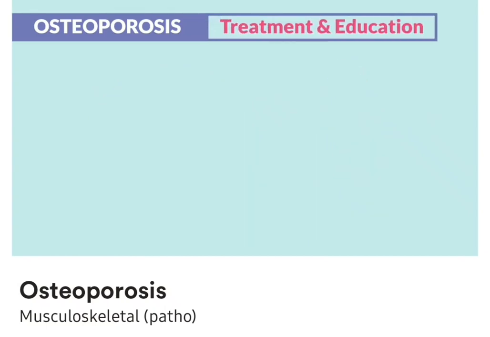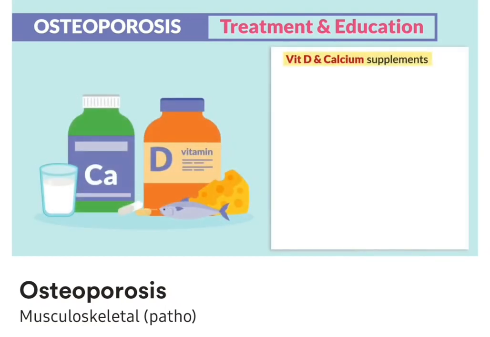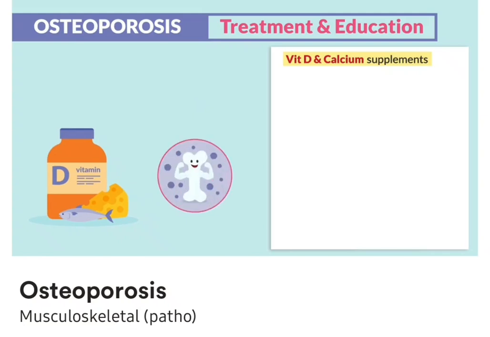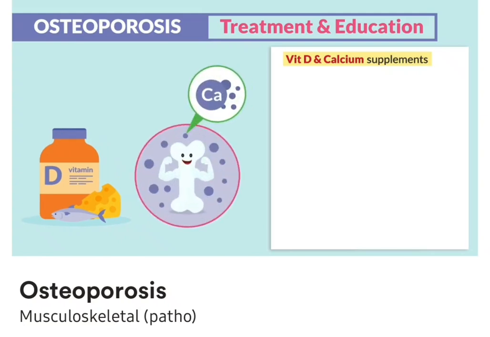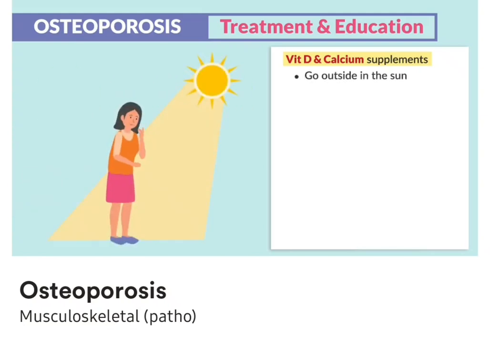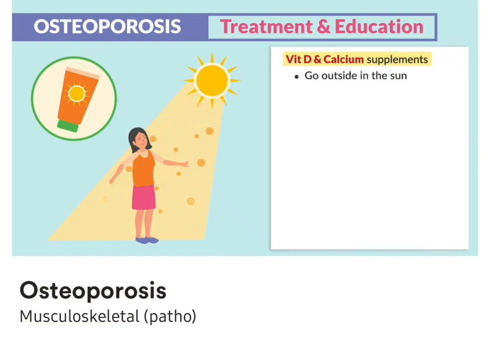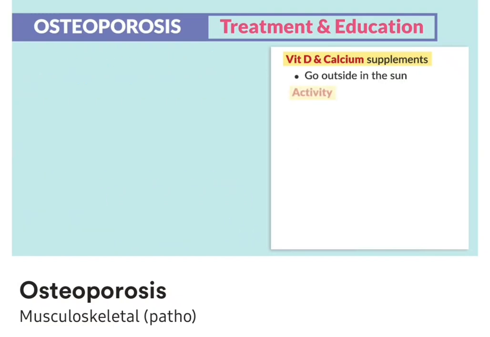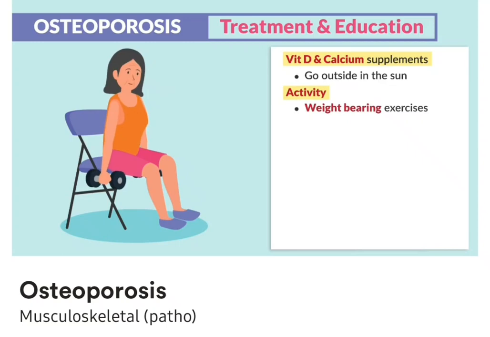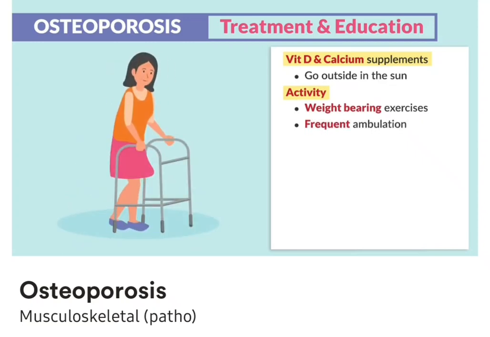Now, in terms of treatment and education, vitamin D and calcium supplements are highly recommended. Vitamin D helps calcium to absorb. So we teach clients to go out in the sun. Those are big key terms right there. Spending a little time out in the sun each day with sunscreen helps the body to get natural vitamin D. And activity like weight-bearing exercise and frequent ambulation, two big key terms right there.